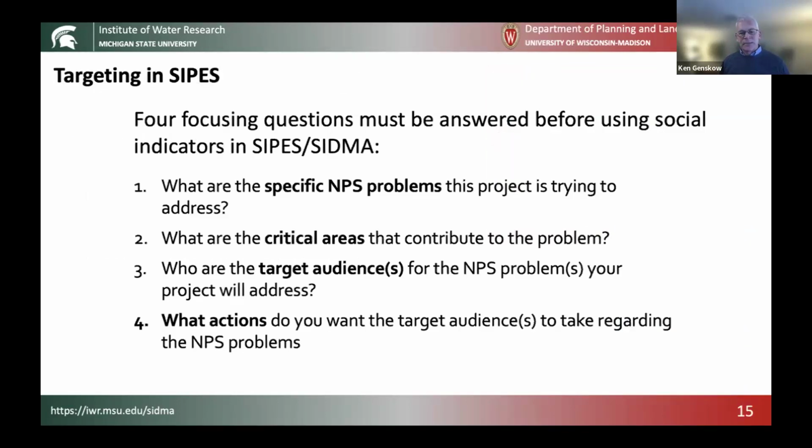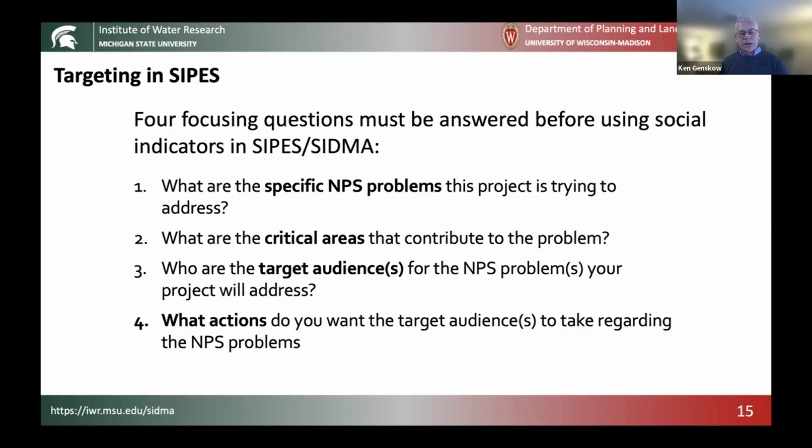In fact, within SIPES, before people can start using SIDMA, we ask them to answer these 4 questions about their particular project area. And these are framed for non-point source problems. They can also be adapted for conservation practices. But what are the specific problems that this project is trying to address environmentally? What are the critical areas that contribute to that problem, the geographic areas?